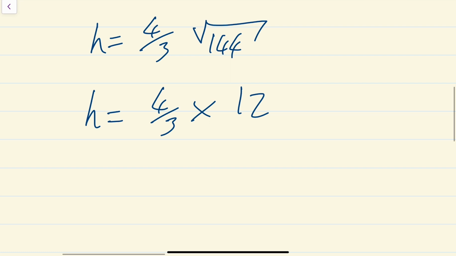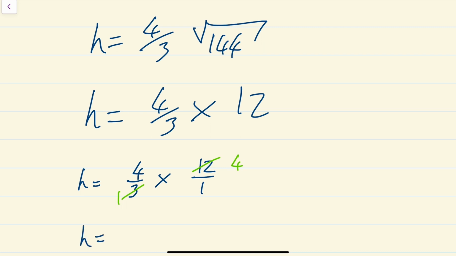And then how do we do this without a calculator? Fractions: 4 on top, 3 on the bottom. Rewrite your 12 as 12 over 1. Then 3 goes into itself once, and 3 goes into 12, 4 times. So it just becomes 4 times 4 on the top line, which is 16, and 1 times 1 on the bottom, which is just 1. So my answer is just 16. Done.